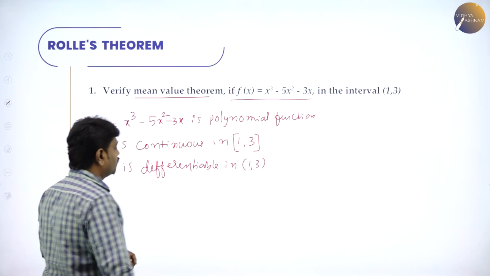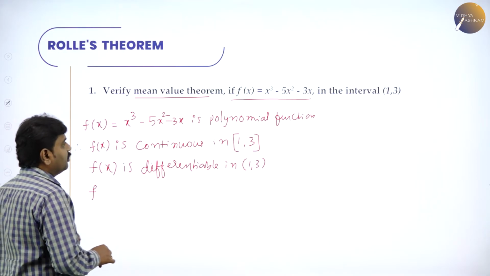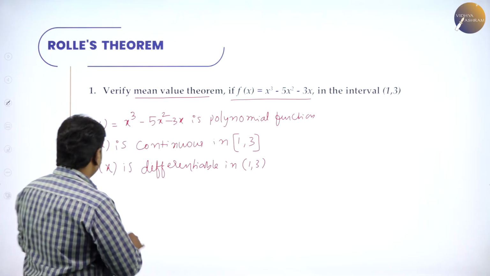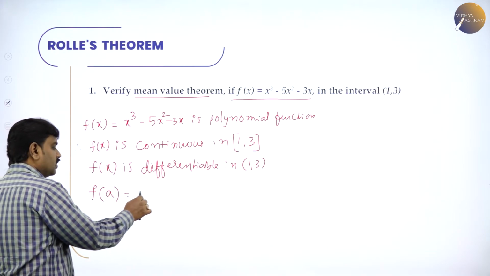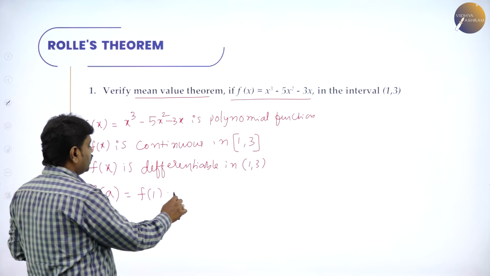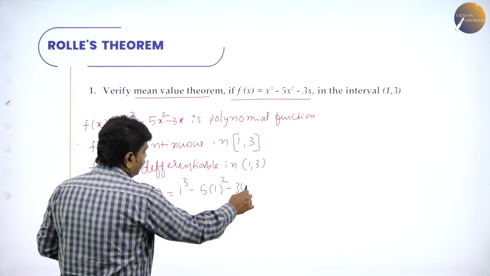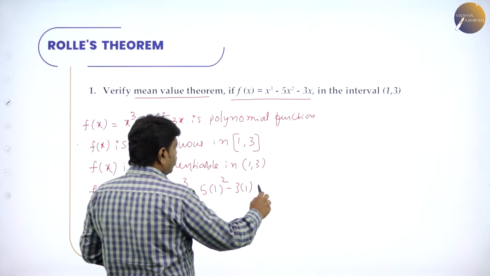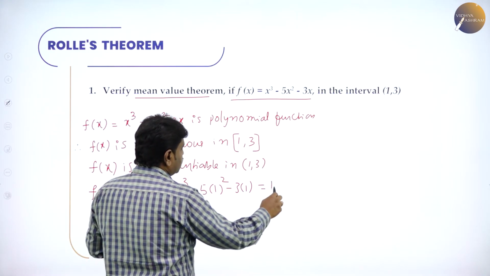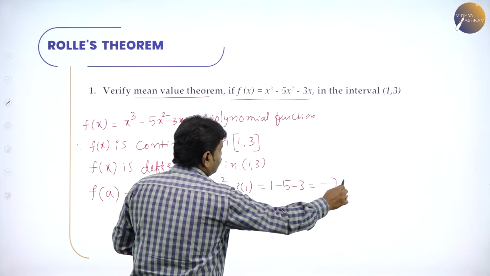1, 3. So these two you should write. Then f of lower limit. What is lower limit? 1. F of a means f of 1. What is f of 1? In the place of x put 1. If you put 1, it will become 1 cube minus 5 into 1 square minus 3 into 1. That is 1 minus 5 minus 3, that will give you minus 7.